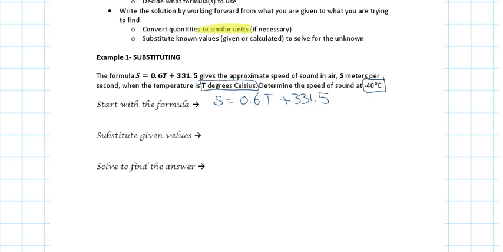So S equals 0.6 times negative 40 degrees Celsius. Do not include the unit here. Plus 331.5. Then you're going to use BEDMAS to solve, which is going to give you, in this case, 307.5. Include your units. What would be your unit here?